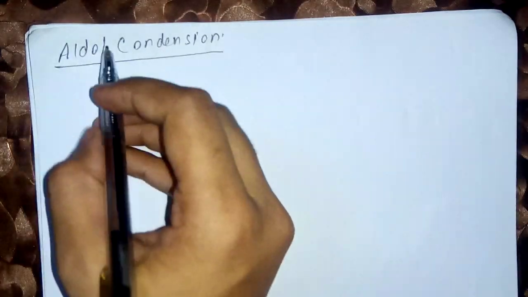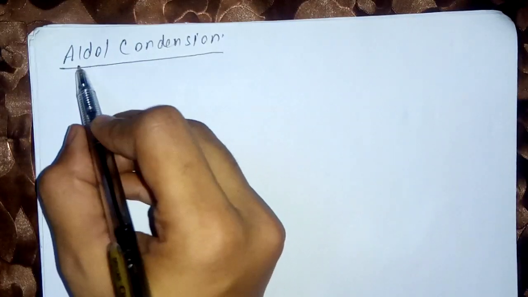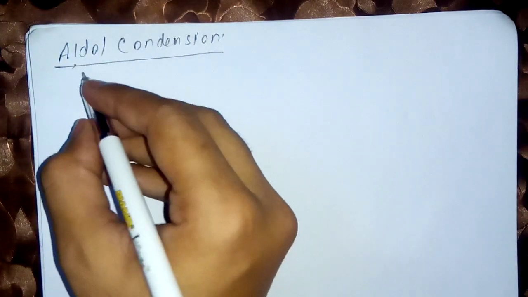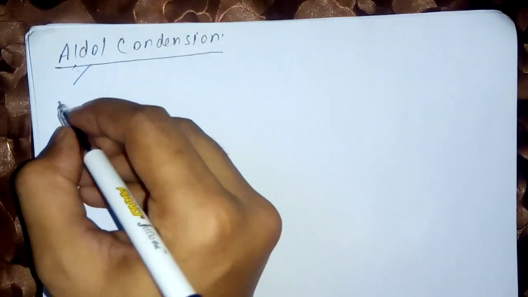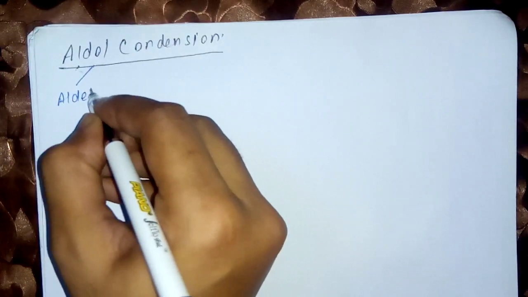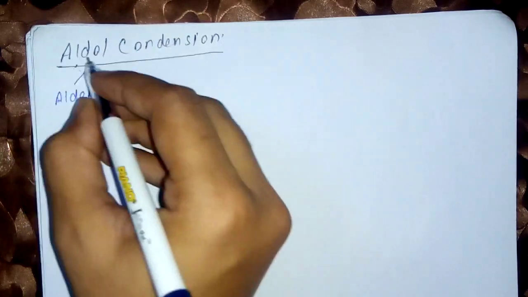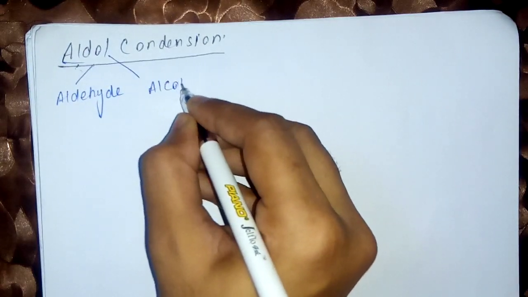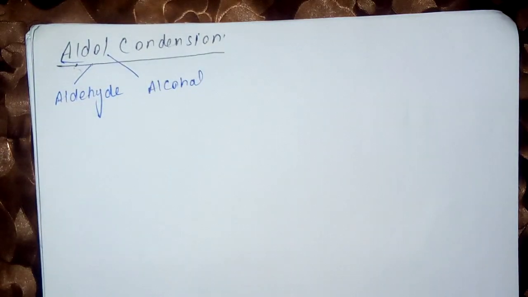First of all, I will discuss the meaning of aldol, and why we call it aldol condensation. Aldol is basically a combination of two words. One is aldehyde. Ald means aldehyde and ol means alcohol. It means that in this aldol condensation, one single molecule contains an aldehyde as well as an alcohol.